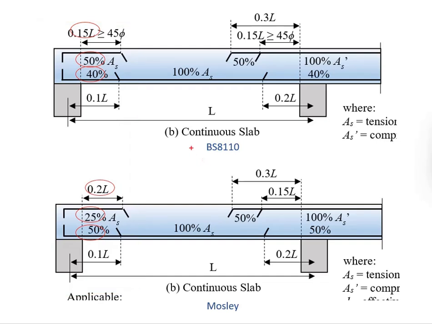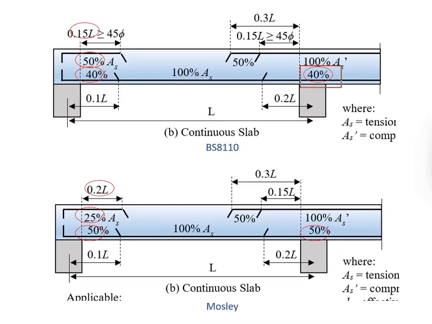What you see here, according to the British Standard, you can do the curtailment near to the support with the amount of reinforcement bar of at least 40%. This also applies to the interior support. The locations where you're going to do the curtailments are the same, except that the amount of reinforcement bar varies slightly. The second difference is the top reinforcement bar at the end support. British Standard requires a greater amount of the reinforcement bar as compared to the Mosley reference.